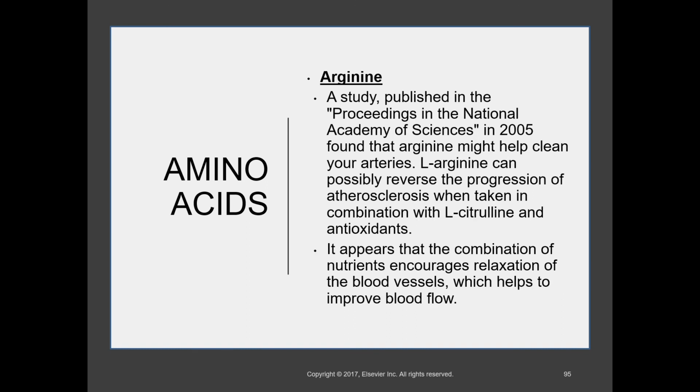Arginine: what used to be called the Institute of Medicine, now called the National Academy of Sciences, showed that L-arginine can possibly help with progression of atherosclerosis, help decrease the possibility of the buildup of atherosclerosis, especially when taken with L-citrulline. So it appears that a combination of nutrients encourages relaxation of the blood vessel, which helps improve blood flow.